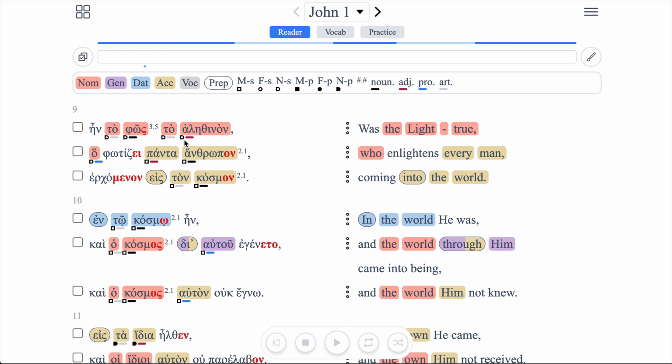We haven't talked much about these little markers underneath the nouns, but they signify the noun's number and gender. So we have masculine singular, feminine singular, and neuter singular. Then masculine plural, feminine plural, and neuter plural.